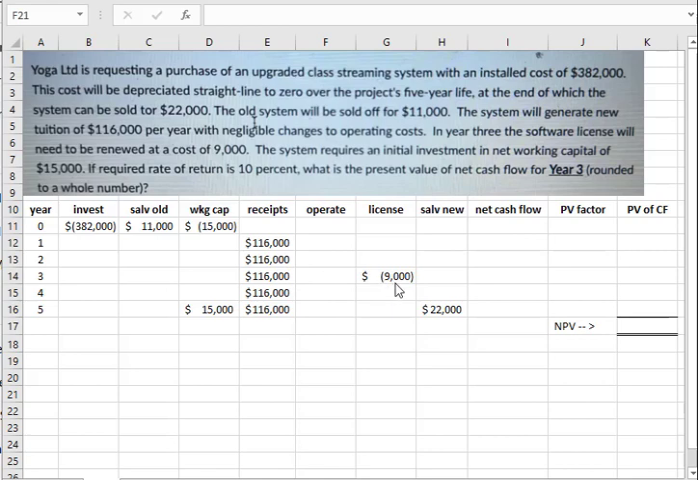And then the license must be renewed in year 3. So that's going to be an outflow. You've got to pay for the license. And then the $382,000 streaming system will be sold for $22,000 at the end of its life. So that's an inflow in year 5.